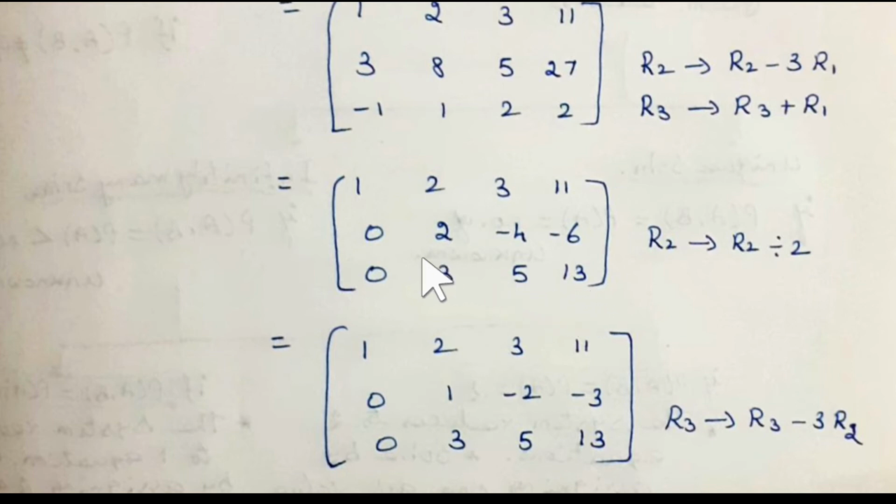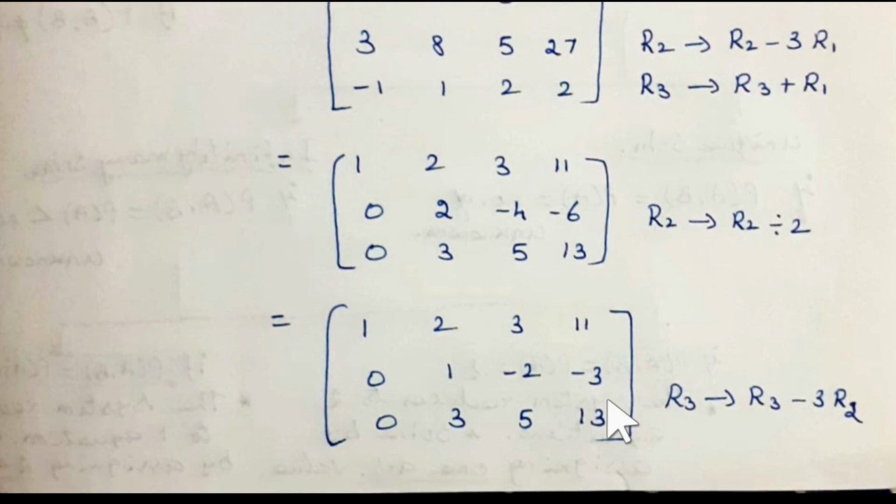Okay, our next aim is convert this 3 as 0. So before that, see the second row elements all are even numbers which are divisible by 2. So we can divide the second row by 2. It will be easy to convert this 3 as 0 if this element is 1. So for that I am dividing the second row elements by 2. So after that the second row becomes 0, 1, minus 2 and 3. Now we can easily convert this 3 as 0. That is R3 becomes R3 minus 3 times R2. R3 minus 3 times R2.